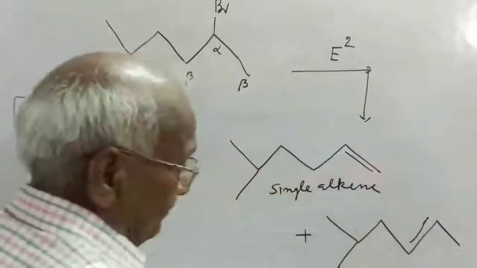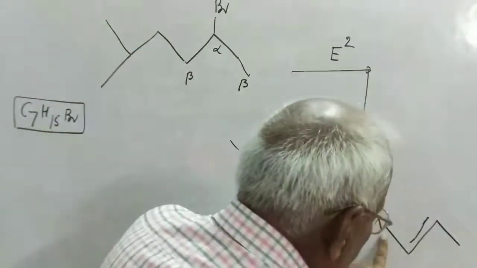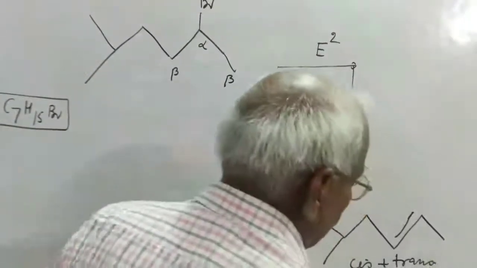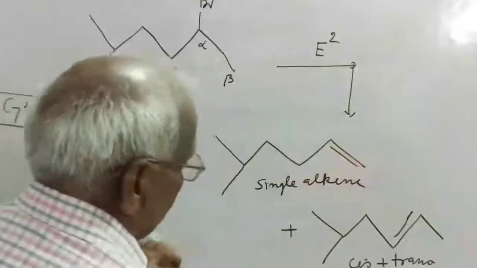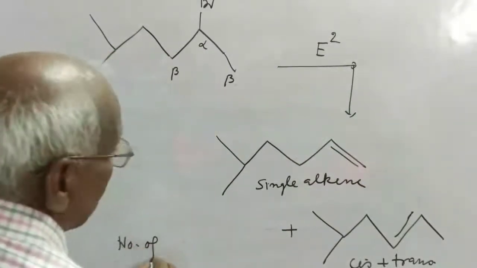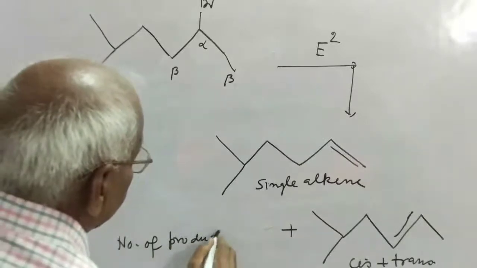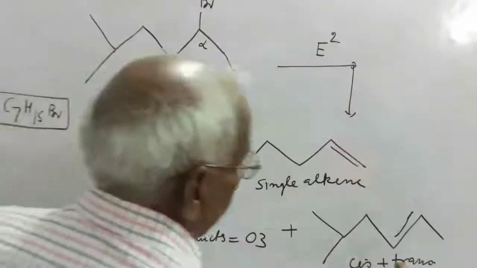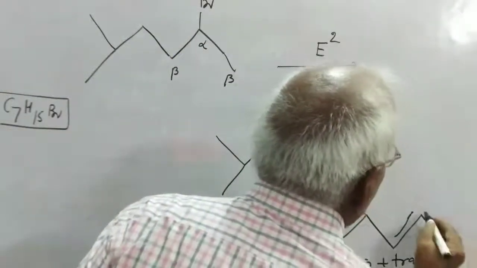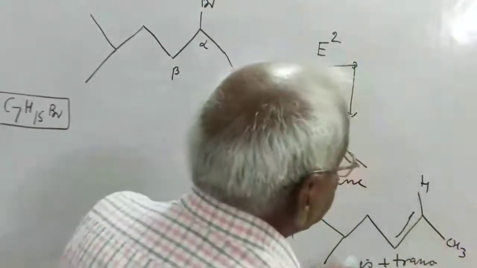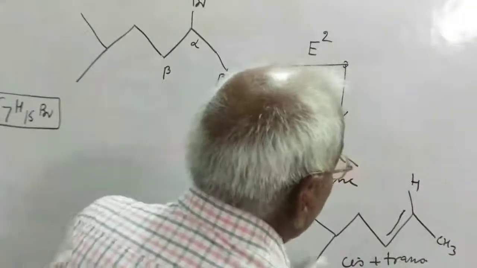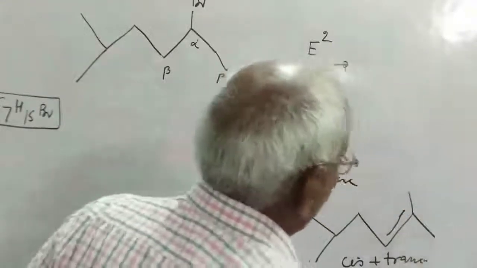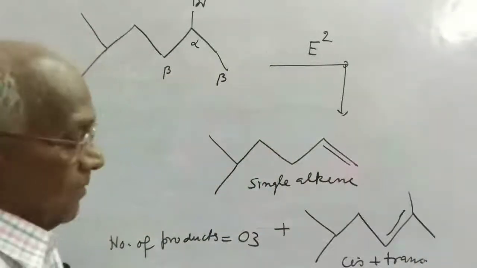and see about this. This is CH3, this is CH3. Here cis and trans both. So number of products how much? 3. Number of products is 3. If you want to explain this, you put here CH3 and you write here H. I leave it for you, do some homework. So total number of products is 3.